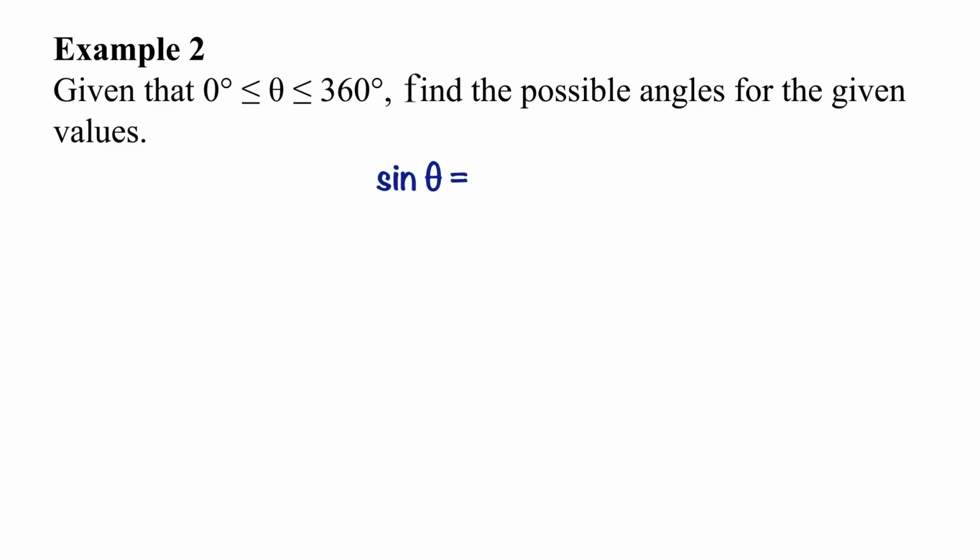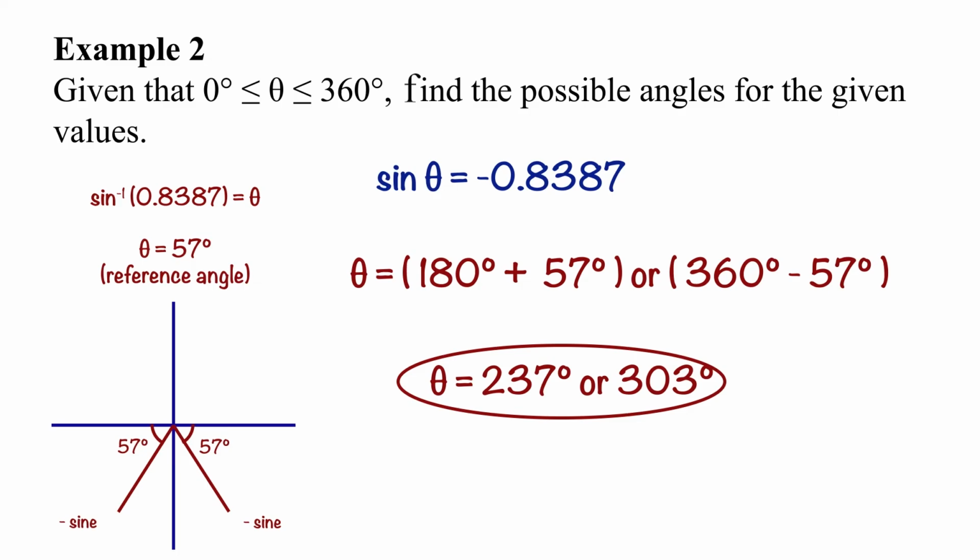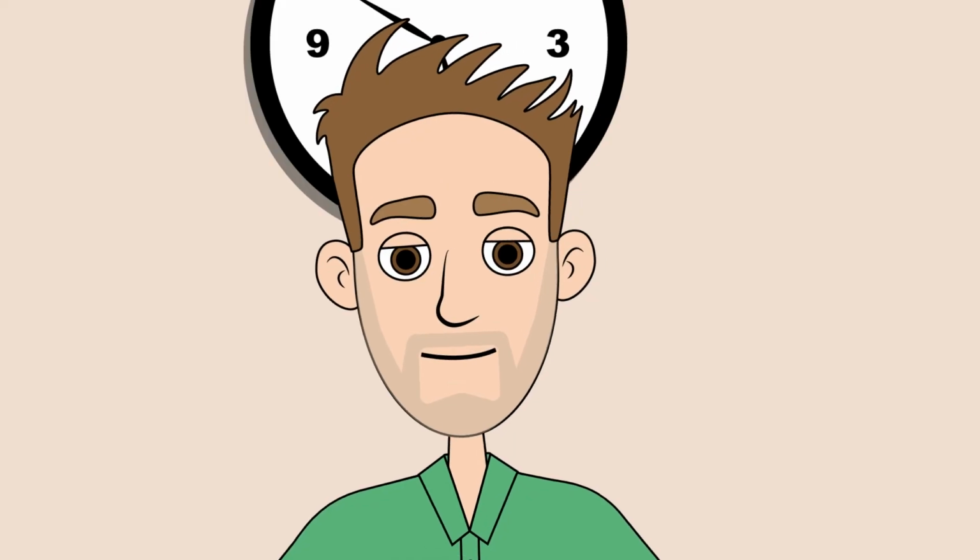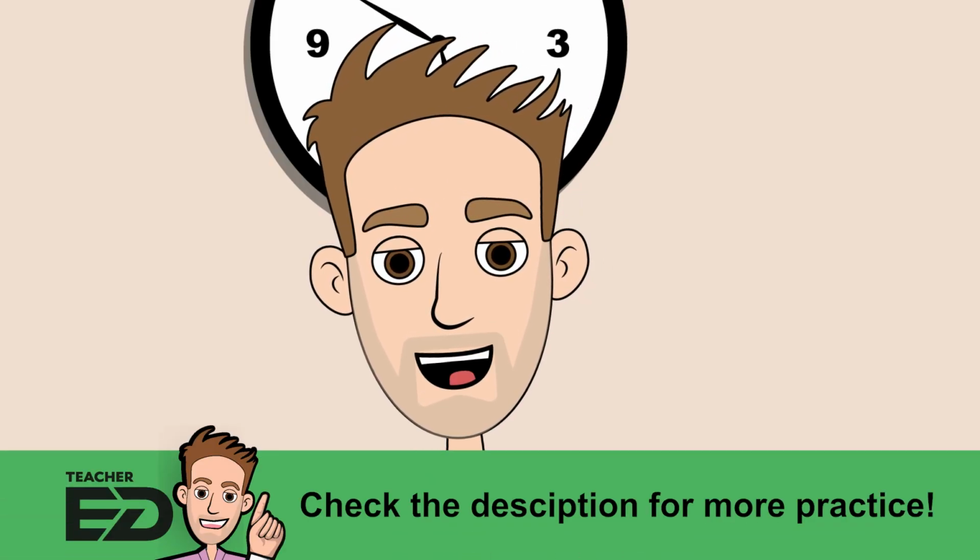You try sine theta equals negative 0.8387. Pause the video for more time. Hopefully you got theta equals 237 or 303 degrees. If not, go back and recheck your work. That's it for the reference angles and their corresponding values.